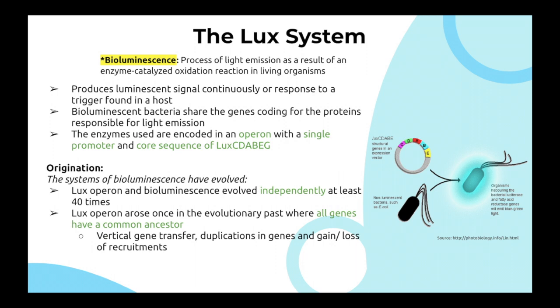The enzymes used are encoded in an operon with a single promoter with the core sequence of Lux C, D, A, B, or E. There are different theories as to how bioluminescence evolved. It was first assumed that the Lux operon and the effect of bioluminescence evolved independently at least 40 times. Another theory states the Lux operon arose once in the evolutionary past and that all genes have a common ancestor, with vertical gene transfer, duplications in genes, and gain and loss of recruitments, the systems of bioluminescence have overall evolved.